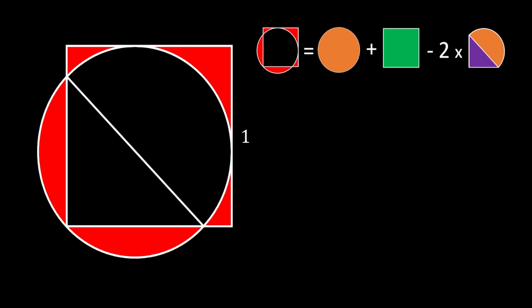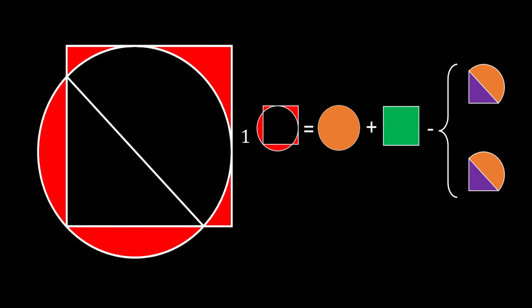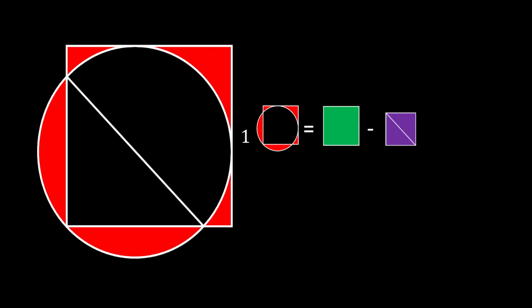Now we can simplify our diagram a little bit more by showing these two segments individually. We will combine these two orange semicircles to form one full circle and these two purple isosceles right triangles to form a square. You can now notice that we have two identical orange circles, and since they are subtracting from each other, we can cancel them out. And that means that we are left with the following.